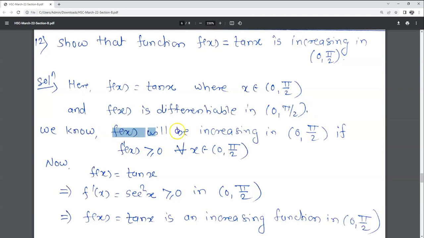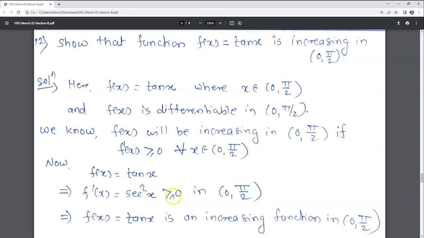Now we know that f of x will be increasing in this if f dash x will be what? Greater than or equal to 0. Its first derivative will always be greater than or equal to 0 in this. Now let's try to find out the first derivative. f of x is equal to tan x. So f dash x, the derivative of tan x, is sec square x.